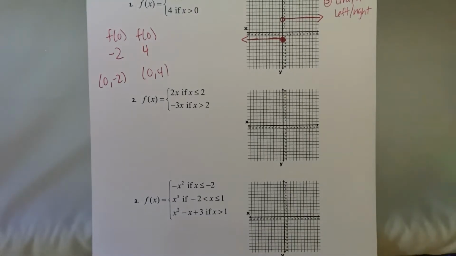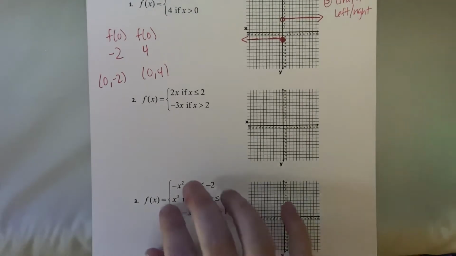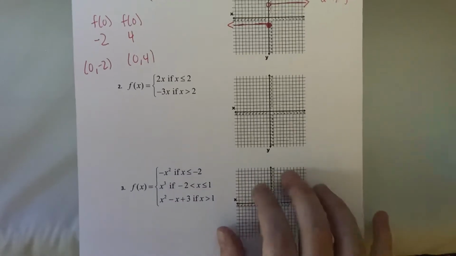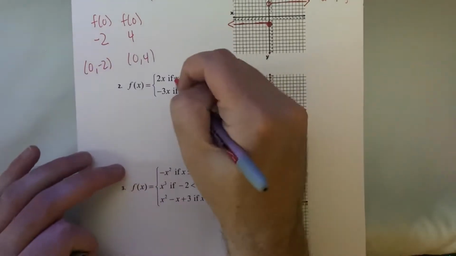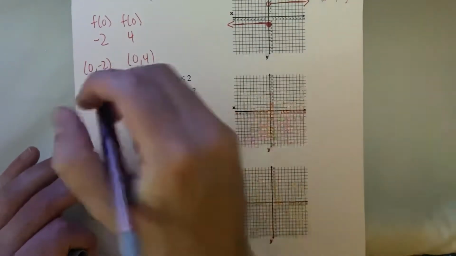Okay, business algebra, let's wrap up 3.2. Another piecewise function we're graphing. F of x equals 2x if x is less than or equal to 2, or negative 3x as x is greater than 2. So again, we'll follow the same steps from last time. We're first going to plot the boundary points. So I need to plug in 2 to both equations.